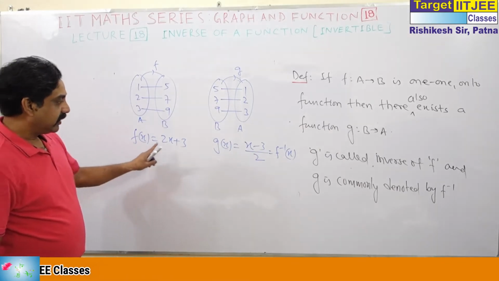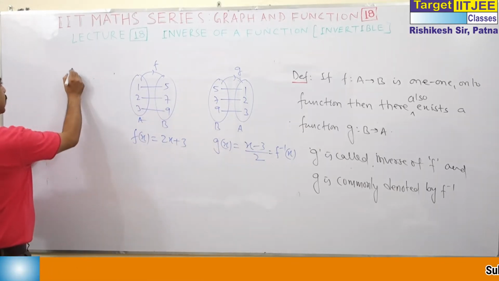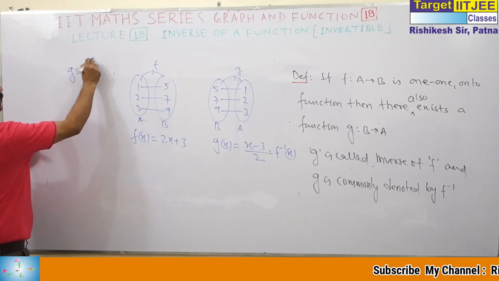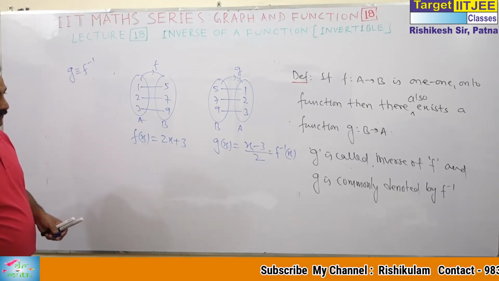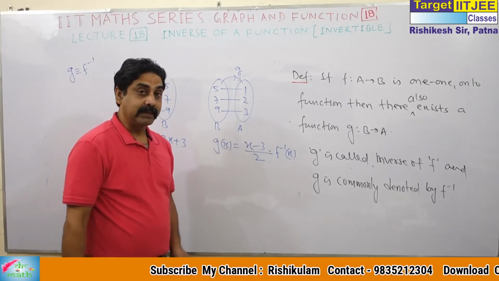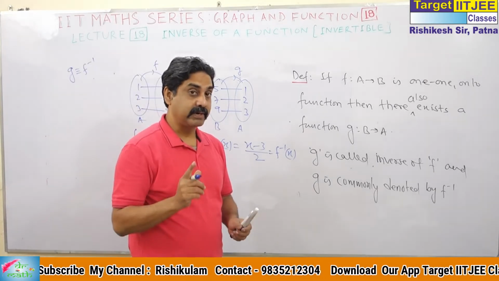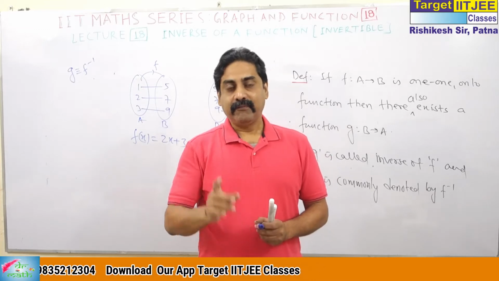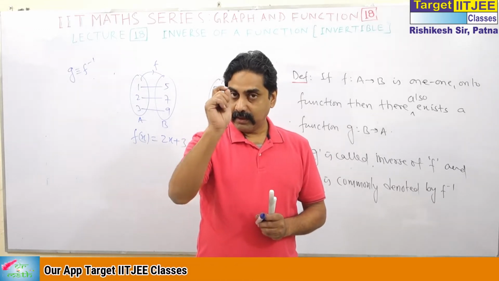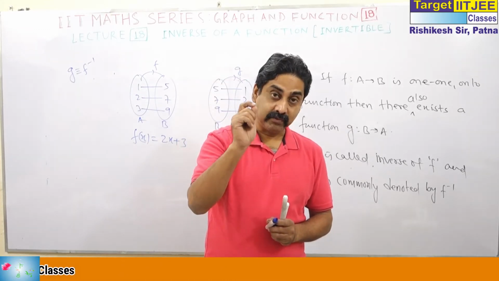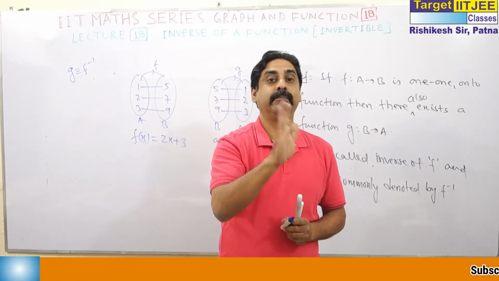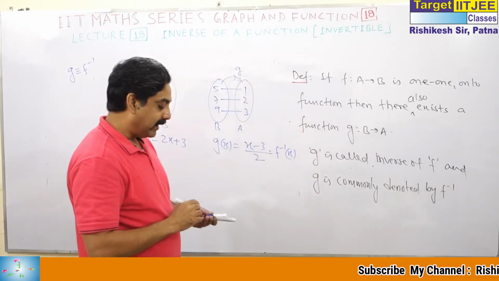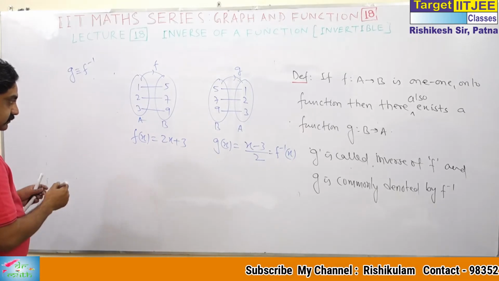Normally this G is denoted by f inverse, meaning the inverse of f. But how to find it mathematically, that we have to learn. What do we learn first? A function is called an invertible function if it is one-one onto, and we have to write it from B to A.